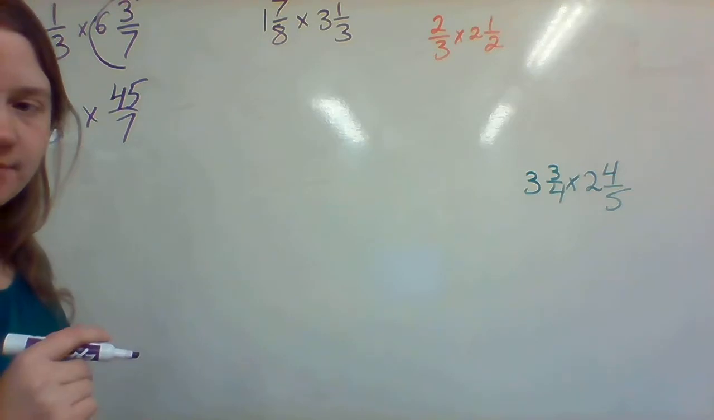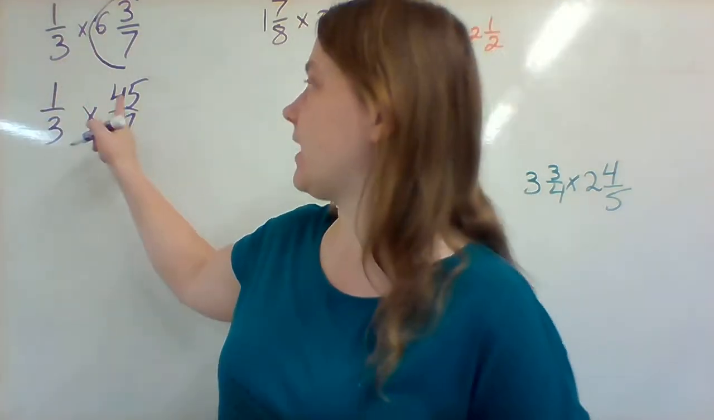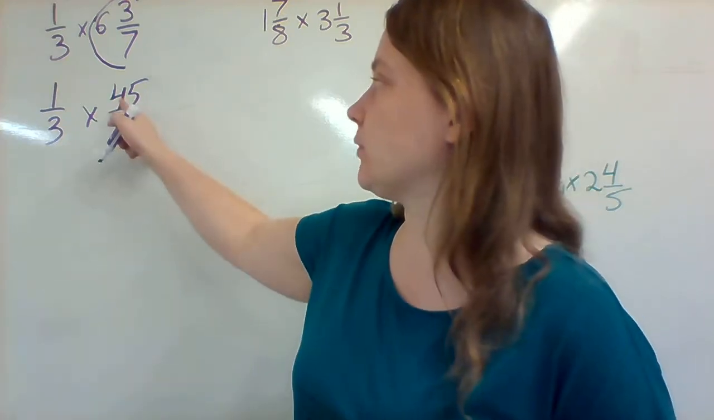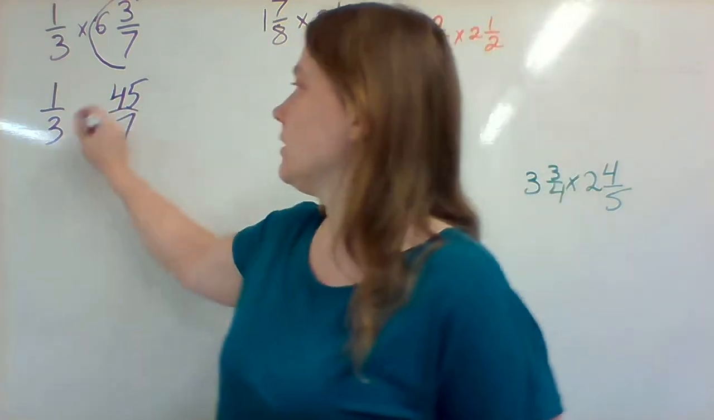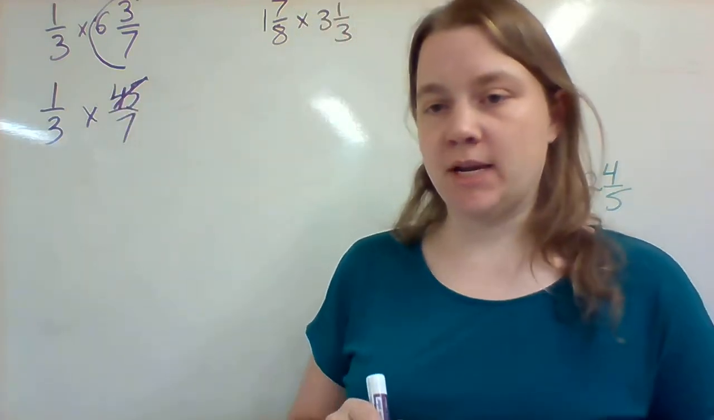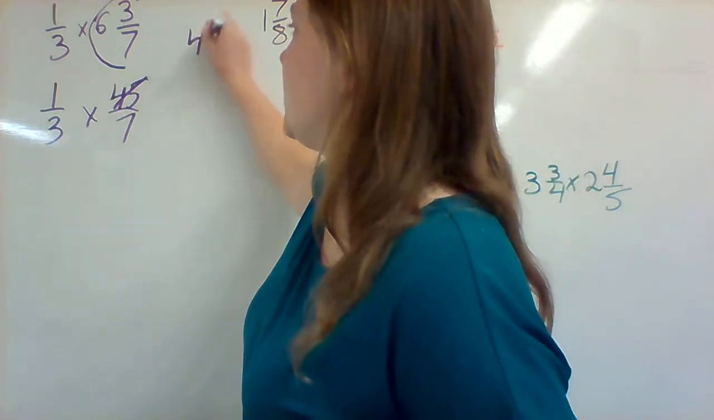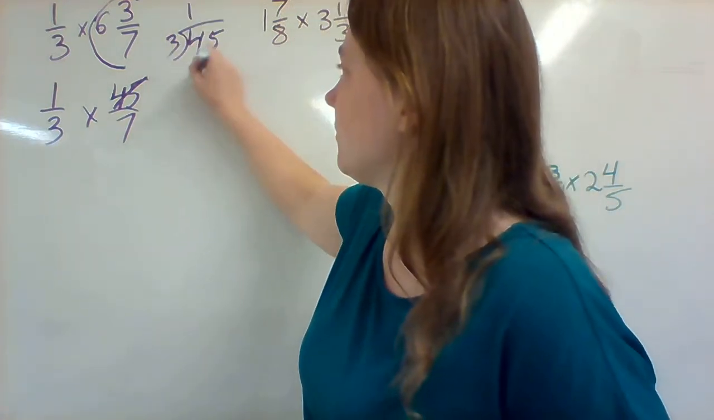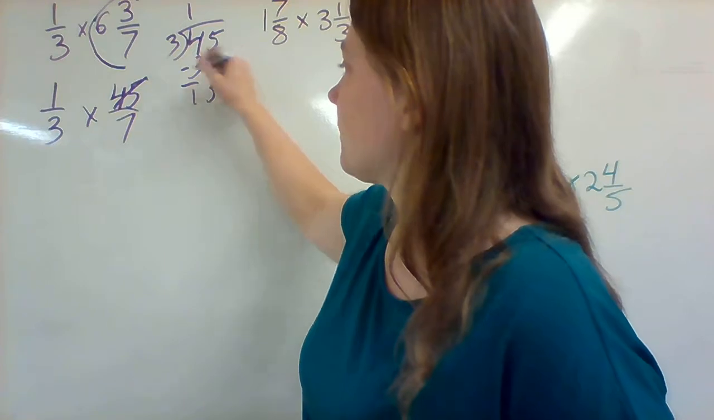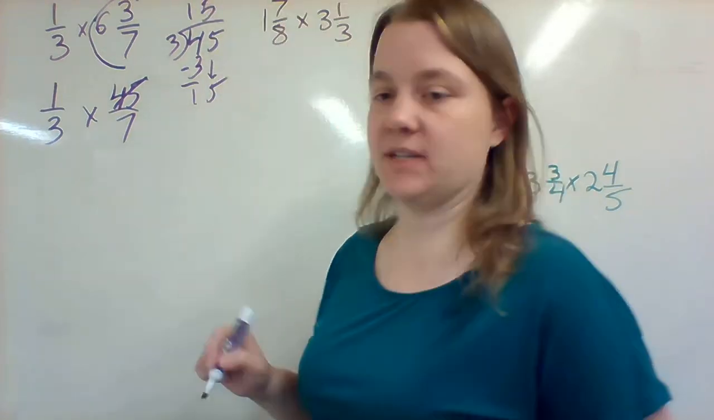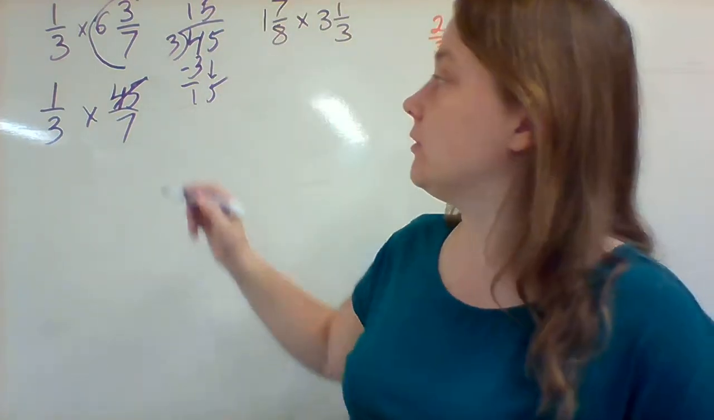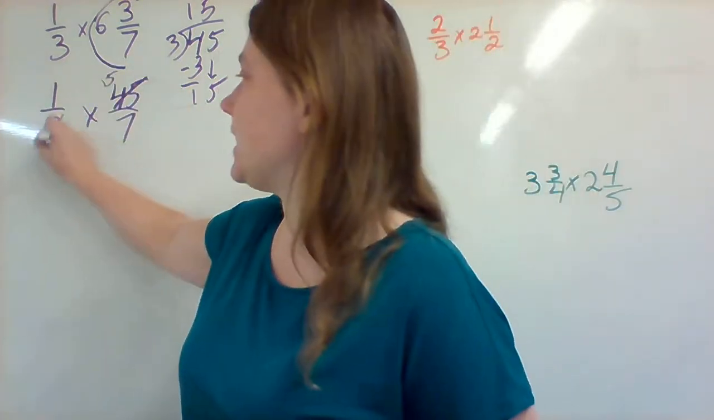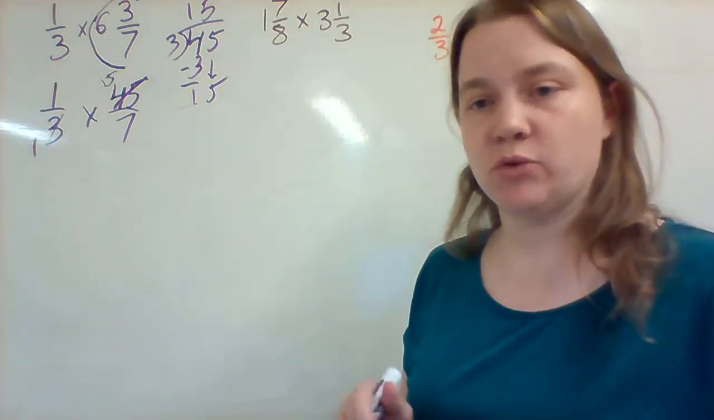Except I noticed something. I noticed that 45 can be divided by 3. And I know this because 4 plus 5 is 9. So I'm going to divide 45 by 3. And just in case you're wondering, 3 goes into 4 one time. 3 goes into 15 5 times. So 45 is going to become 15. 3 is going to become just 1.